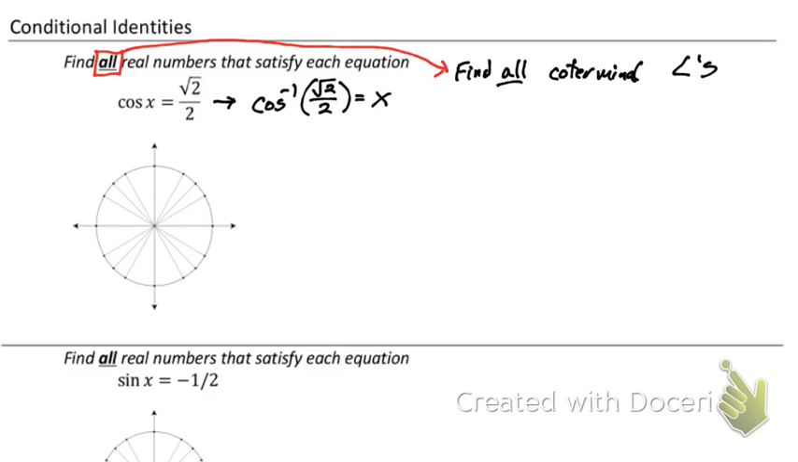In other words, you go to your unit circle, you find where cosine equals square root of 2 over 2. Remember, inverse will always get you an angle out, so this will always result in an angle. Where is cosine equal to positive square root of 2 over 2? Yeah, 45 degrees, that's one of them.